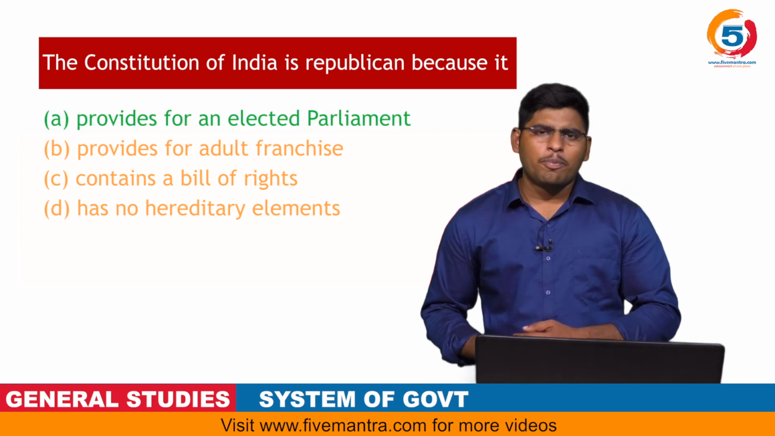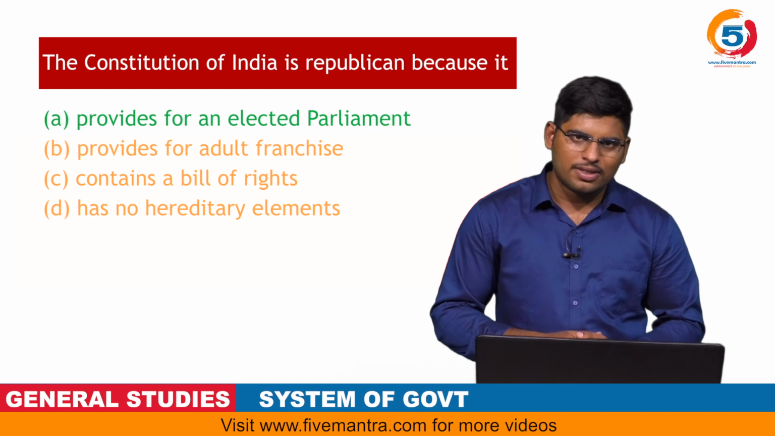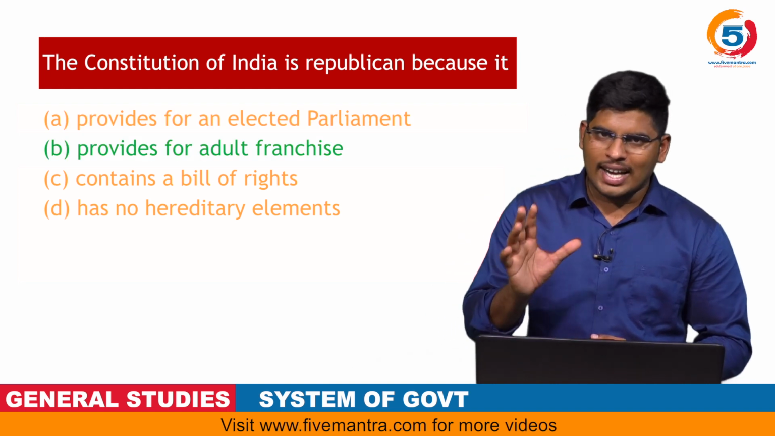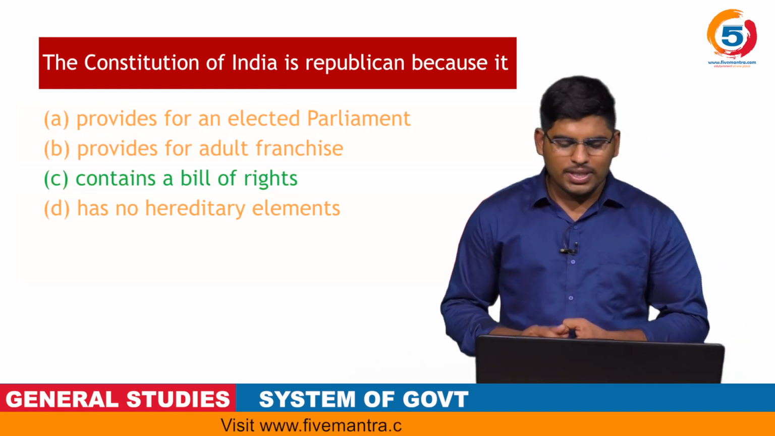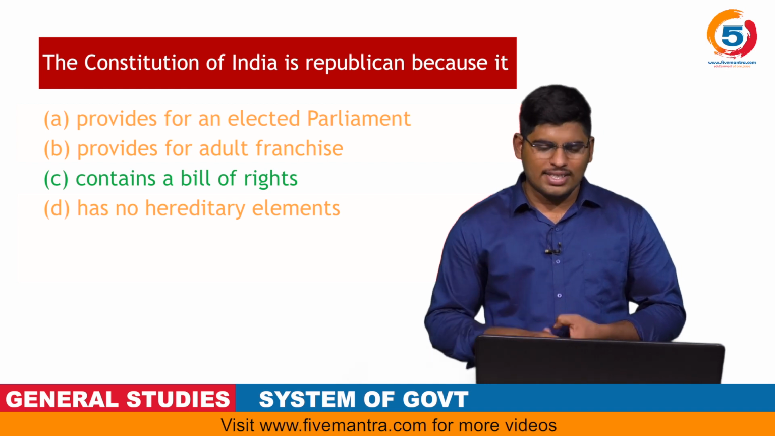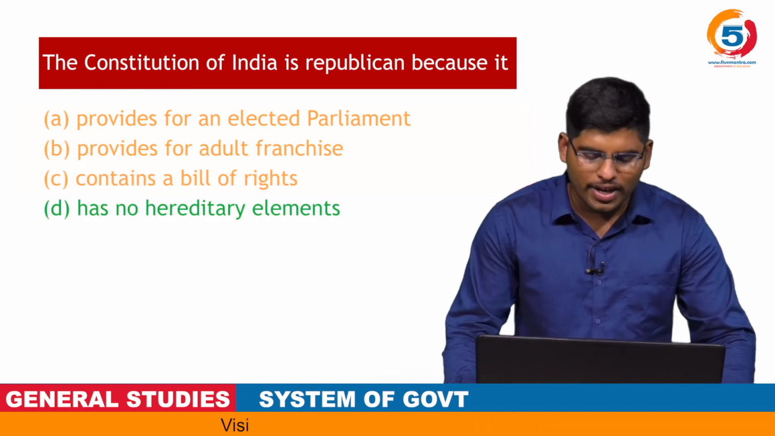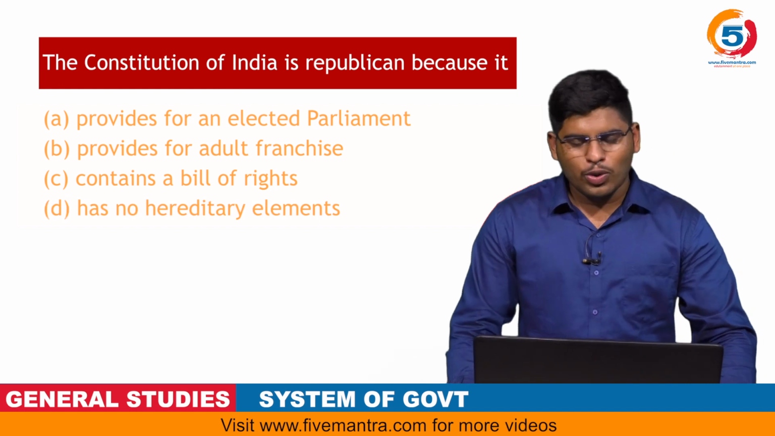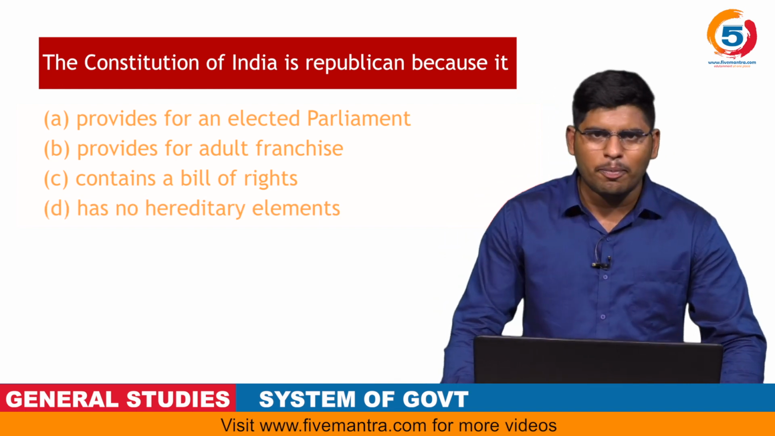First option, it provides for an elected parliament. Second option, it provides for adult franchise. Third option, it contains a bill of rights. And last option, it has no hereditary elements. First, I would like to explain what you mean by republic.